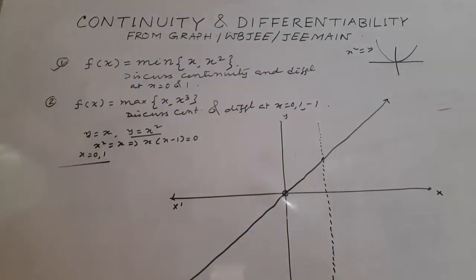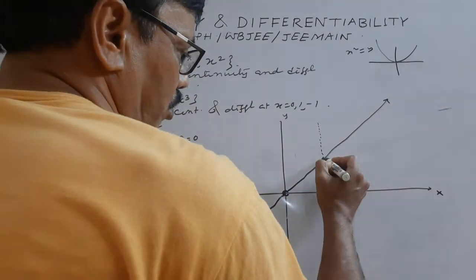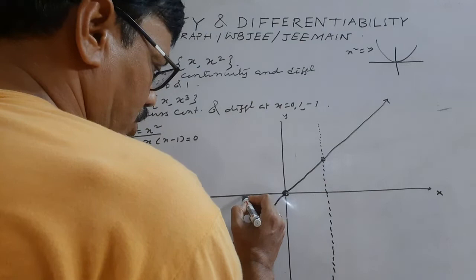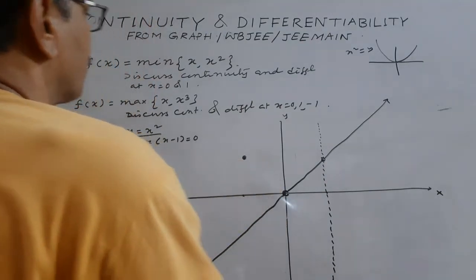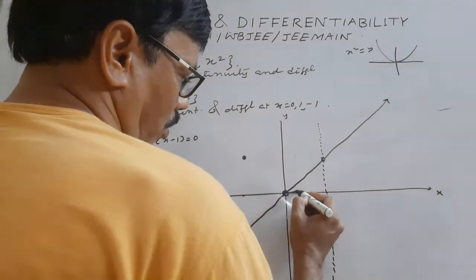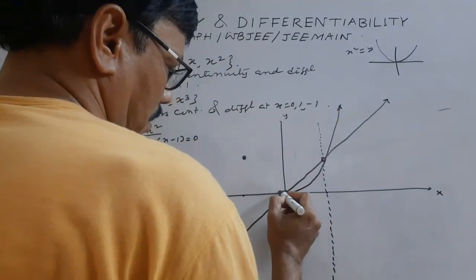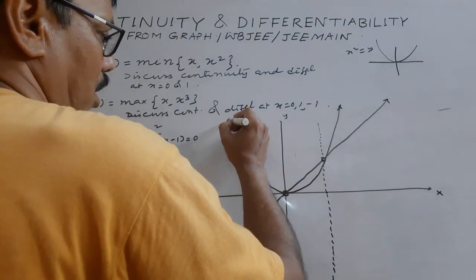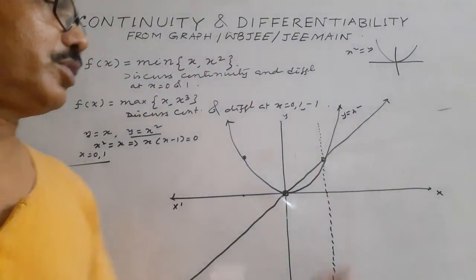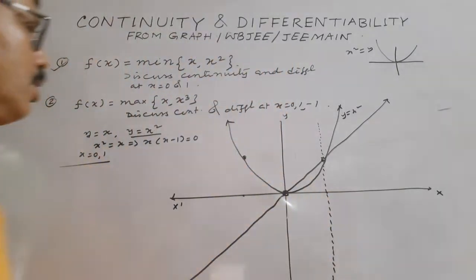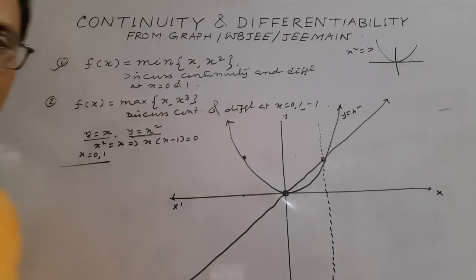Open at the top. So, at x equals 0, y equals 0. At x equals 1, y equals 1. At x equals minus 1, y equals 1, since minus 1 whole squared is 1. All of you know this curve is a parabola. So, this is y equals x square. So, this is the graph of two functions, y equals x and y equals x square.